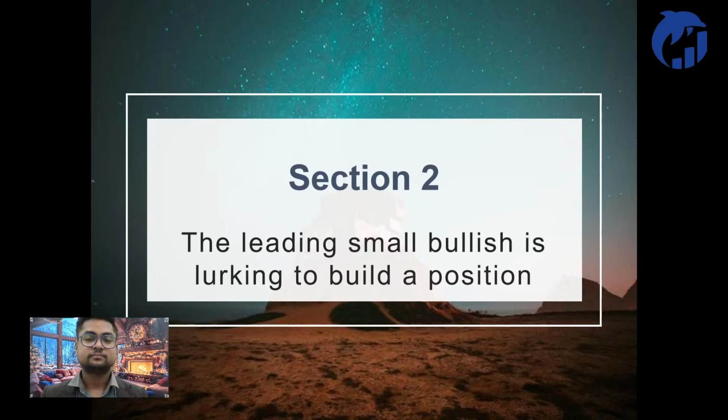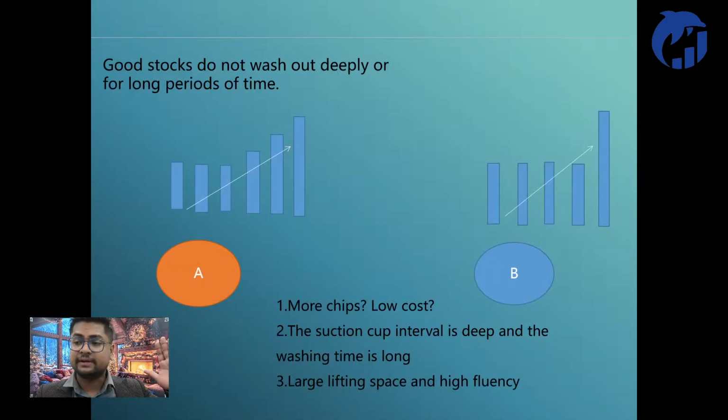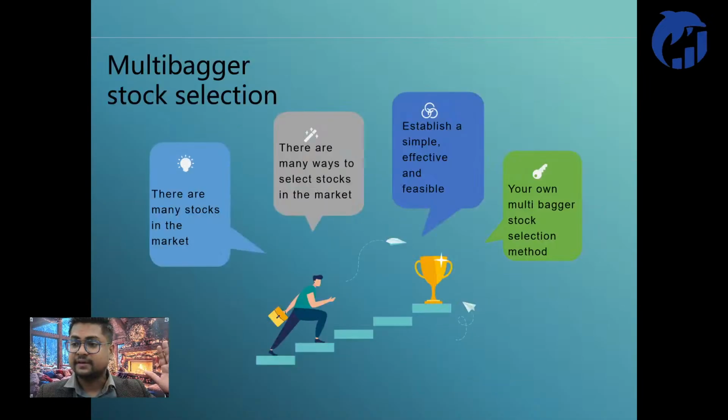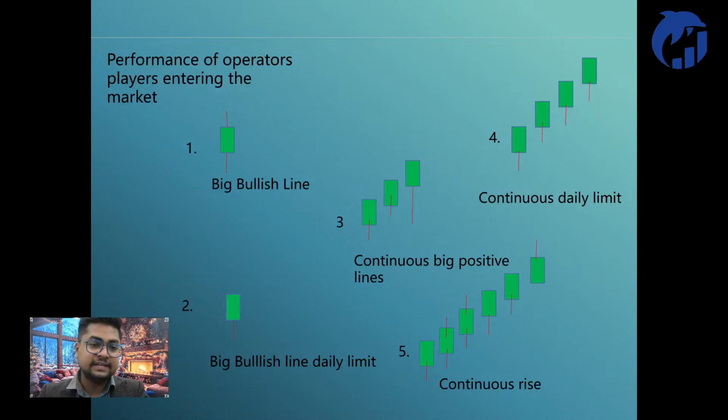Yesterday, we discussed the biggest difference between the main force and retail investors, which is continuity. In the previous lesson, if you are aware, we mentioned many times that consecutive positive candles indicate the activity of the main force. So let me take you through the previous course to make you understand the presence of continuity. This was the performance of operators.